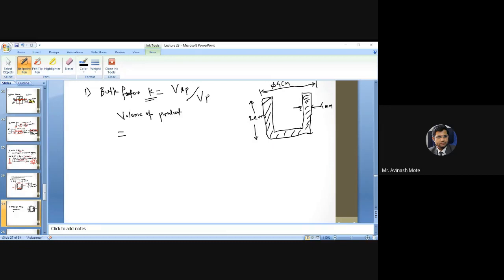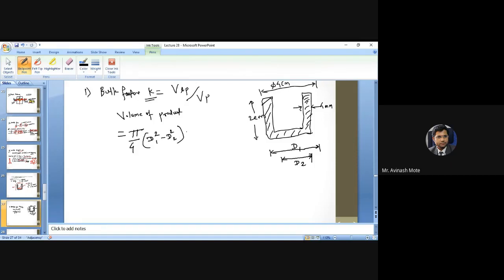Getting it? So first of all we will calculate the volume of the vertical wall, which is pi by 4. This larger diameter we are taking as D1 and the smaller diameter as D2. Larger D1, smaller D2. So the area is D1 square minus D2 square.